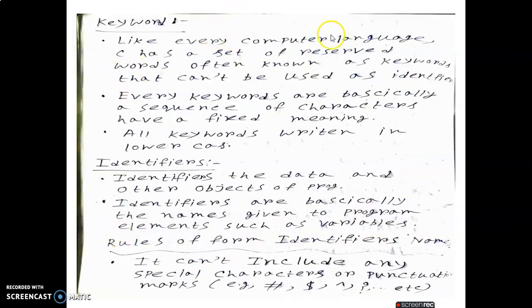Keywords. Like every computer language, C also has a set of reserved words, often known as keywords. We cannot use them as identifiers. That means a keyword is a type of reserved word which cannot be used as an identifier, and has some predefined meaning. It's a reserved word, and that word is not used as an identifier.